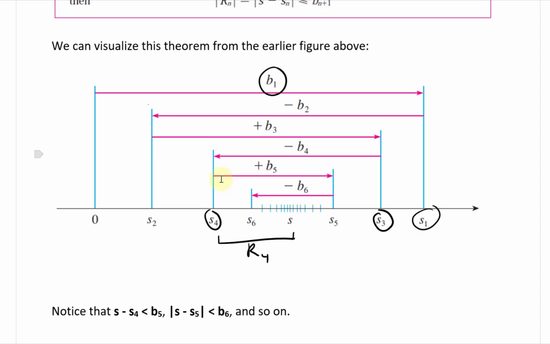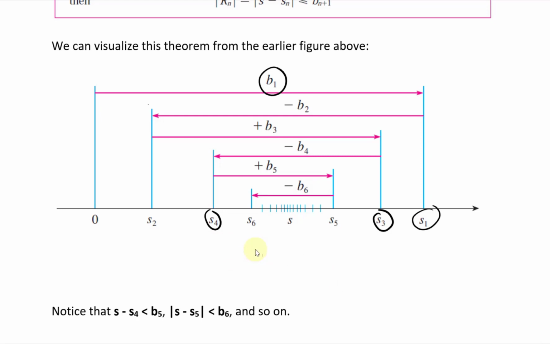Now the difference is less than B5, because you go across it all the way, and S is always in the center. So this is less than or equal to B5.